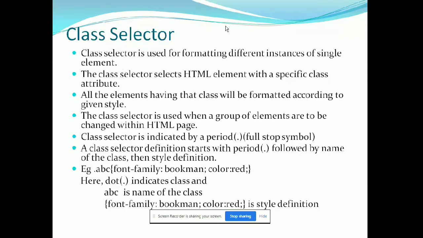Now we are going to start with selectors. Last time we have seen that the selectors that we are using can be any HTML tag. But there are different ways of defining the selectors also. So let's see, the first way is using a class selector. The class selector is used for formatting different instances of a single element. It selects HTML elements with a specific class attribute. Whenever you are writing the tag, you write attribute class equal to class name. All the elements having that class will be formatted according to the style.